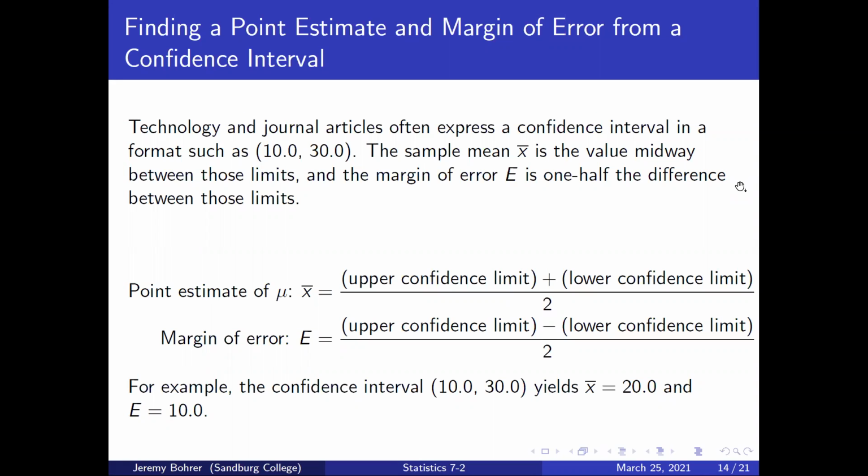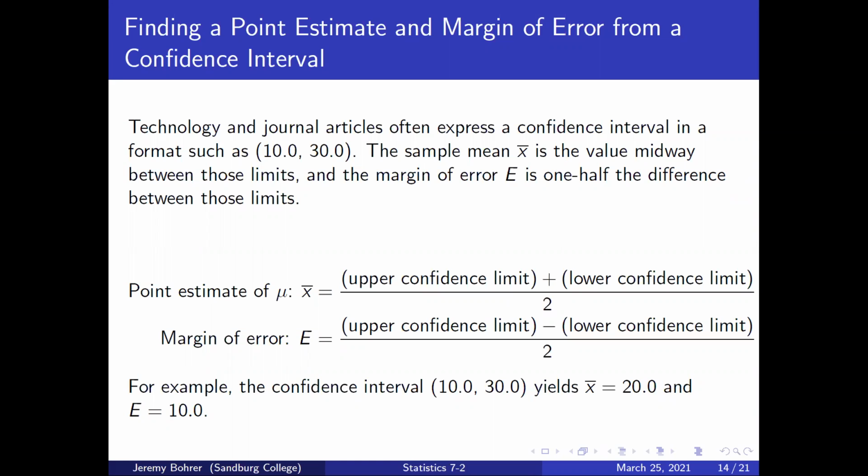Continuing from where we left off, finding a point estimate and margin of error from a confidence interval. Technology and journal articles often express a confidence interval in a format such as 10.0 to 30.0. The sample mean X bar is the value halfway between those limits, and the margin of error E is 1/2 the difference between those limits.